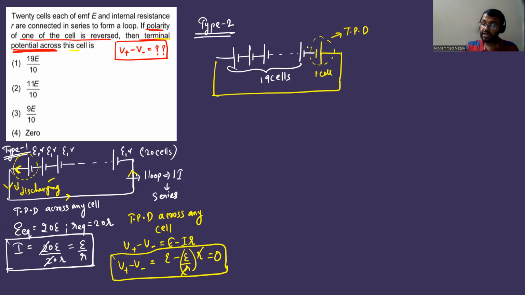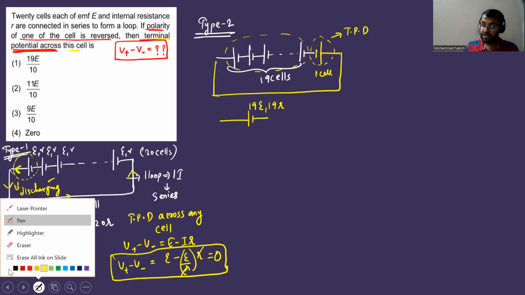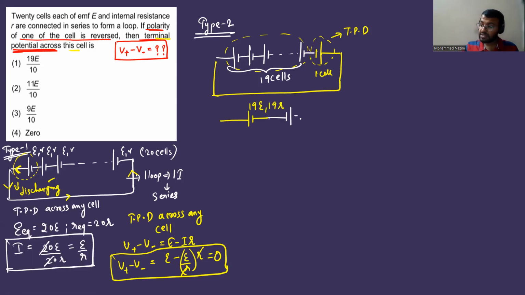So what you can do, all are connected in series aiding. First, you can solve this. This is going to be how much, people? 19E, because all are in series aiding. And what will be the equivalent resistance? Equivalent resistance has to anyway add up. Resistance cannot subtract. 19R. And then you have this cell whose EMF is E and internal resistance R.